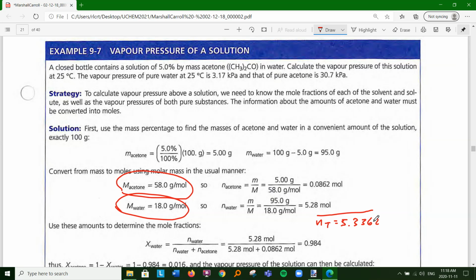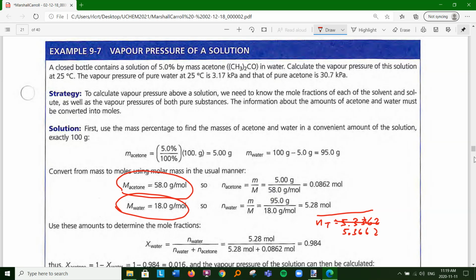5.28 divided by 5.28 plus 0.0862, 0.984, good. So I'm just rounding off too much, aren't I? 5.28 plus 0.0862, 5.3. No, it wasn't that I was rounding off. It's that this 3 was supposed to be 6. So 5.3662. That's what it's supposed to be. So 5.28 out of 5.3662, 0.984. Very good. So that's the mole fraction of water.